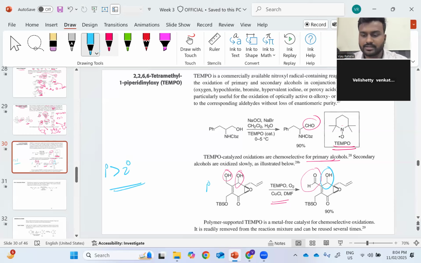So that's why a different reagent is required to carry out different types of reactions depending upon what we are looking for. So in this one, we want to convert only the primary alcohol, and that's why we can select this TEMPO as a reagent, and so we get the aldehyde as a product, that was the desired product.